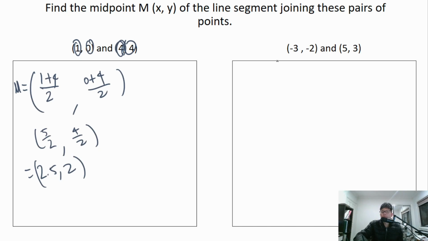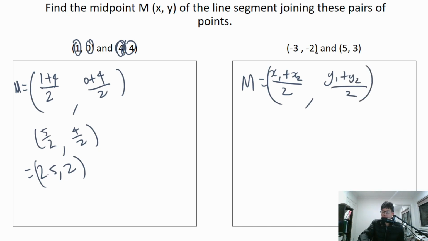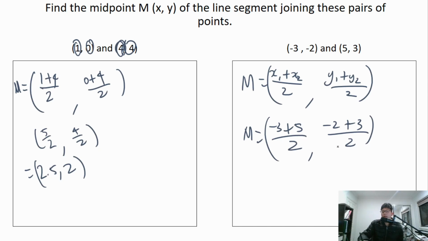Let's have a go at the one on the right. Once again, same formula. M equals x1 plus x2 over 2, comma, y1 plus y2 over 2. Now let's have a go at that. x1 equals negative 3, so negative 3 plus 5 over 2, comma, negative 2 plus 3 over 2. Now working that out, negative 3 plus 5 is 2, so we have 2 over 2. Negative 2 plus 3 is 1, and 1 over 2. So that becomes 1 and 0.5. This is our midpoint here.